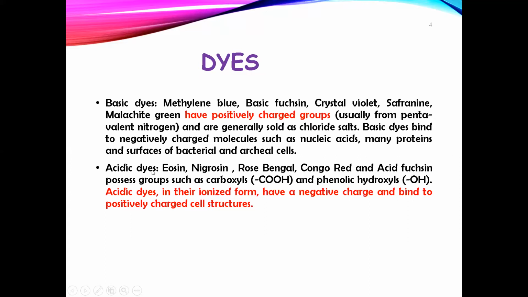Acidic dyes have a negatively charged chromophore and they bind to positively charged cell structures. The examples are eosin, nigrosin, rose bengal, Congo red, and acid fuchsin.